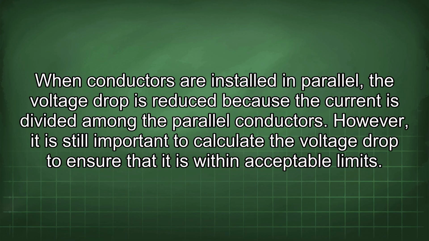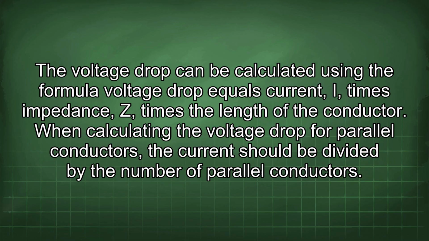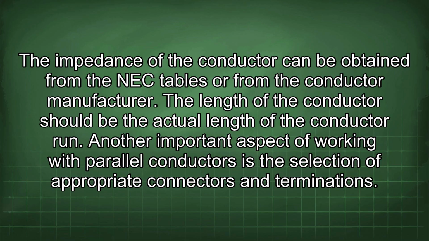When conductors are installed in parallel, the voltage drop is reduced because the current is divided among the parallel conductors. However, it is still important to calculate the voltage drop to ensure that it is within acceptable limits. The voltage drop can be calculated using the formula: voltage drop equals current I times impedance C times the length of the conductor. When calculating the voltage drop for parallel conductors, the current should be divided by the number of parallel conductors. The impedance of the conductor can be obtained from the NEC tables or from the conductor manufacturer. The length of the conductor should be the actual length of the conductor run.